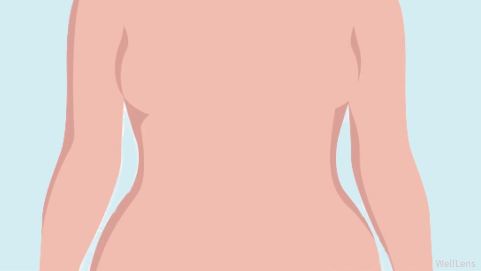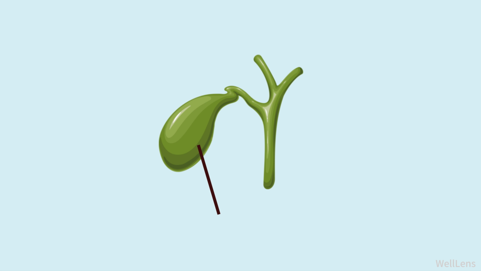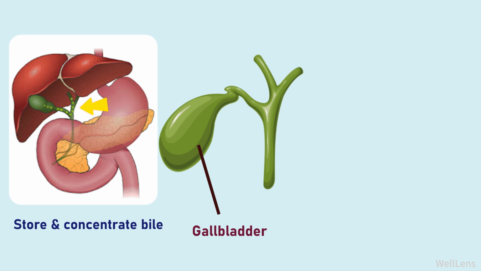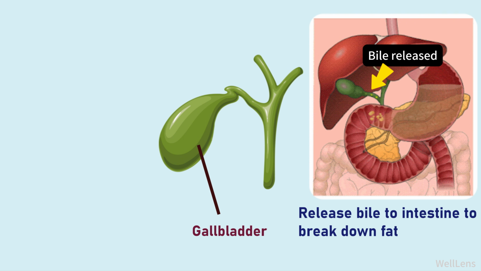The gallbladder is a small, pear-shaped organ located under the liver. Its main function is to store and concentrate bile, a digestive fluid produced by the liver. When food, especially fatty food, enters the small intestine, the gallbladder releases bile into the digestive tract to help break down fats.